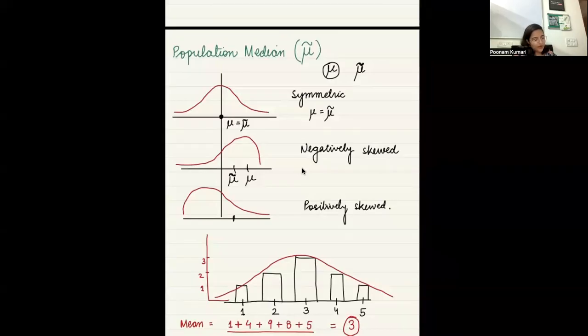So what is going to happen here? This is mu and let's say this is mu tilde, right? Is that all right? Yes, ma'am. So these are certain comparisons that we can do regarding mean and median. So these are some of the features which we also use to find if our data is negatively skewed or positively skewed just by looking at these two numbers. Okay. Is that fine, guys?